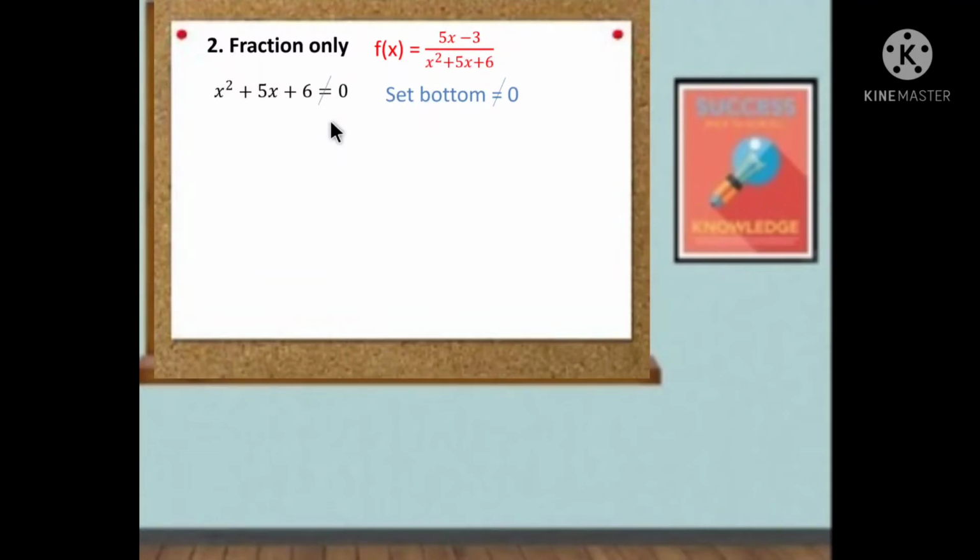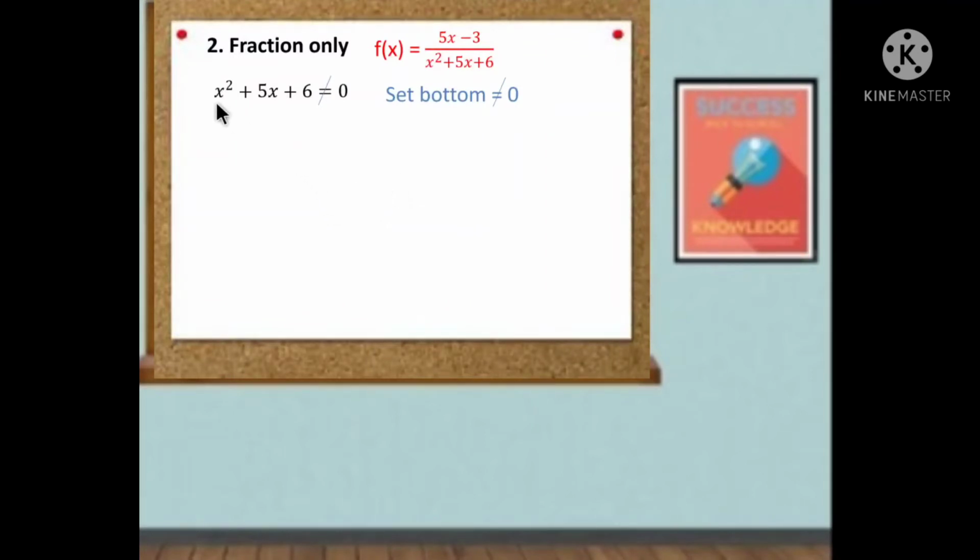Why not equal? Kasi, if ever 0 ang ating denominator, meaning unsolvable. Even the calculator cannot solve it. So, ang lalabas sa calculator natin, E. As in, A1. Okay, hindi daw alam ni calculator.